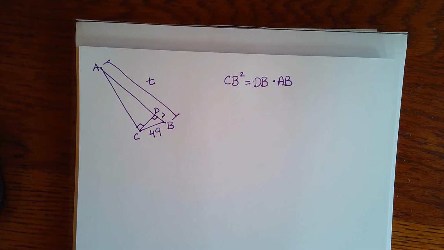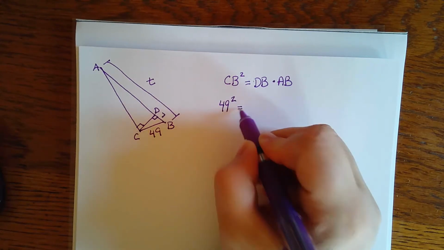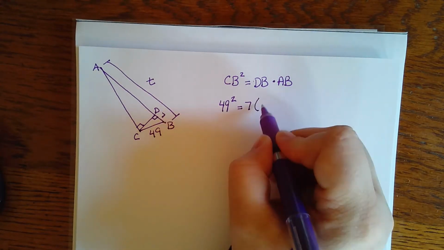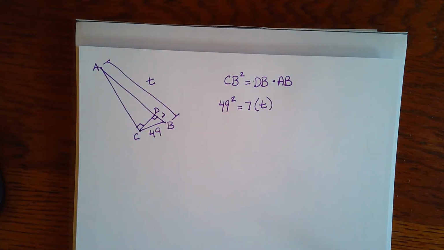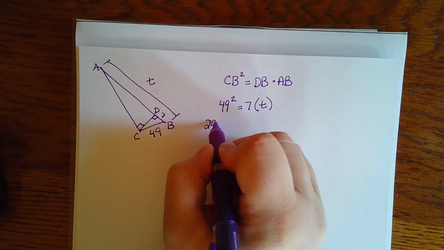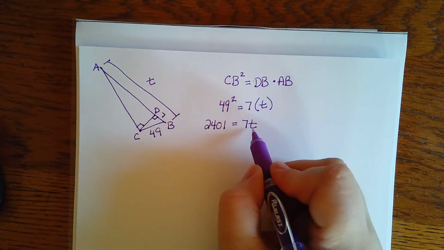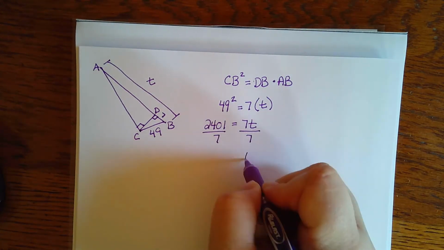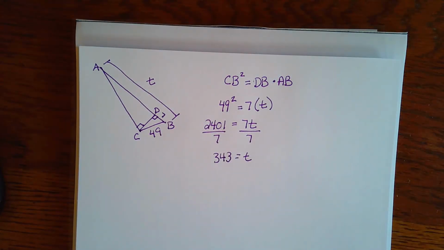So now let's plug in what we know. We know that CB is 49. So 49 squared equals DB is 7 times T, because the full length across is T. So be careful, don't forget to do your exponents first. So when we do our exponents, we're going to get 2,401 equals 7T. Well, we know how to handle this. This is just an algebra problem. So I divide both sides by 7. So T equals 343. So as you can see, this formula applies to missing the bottom part of my altitude.